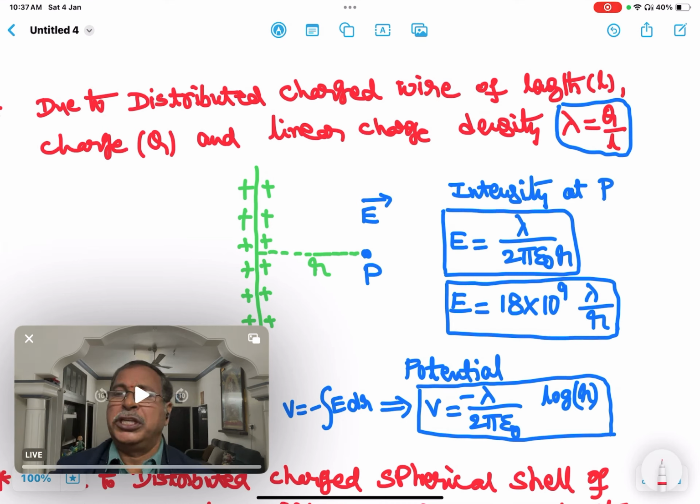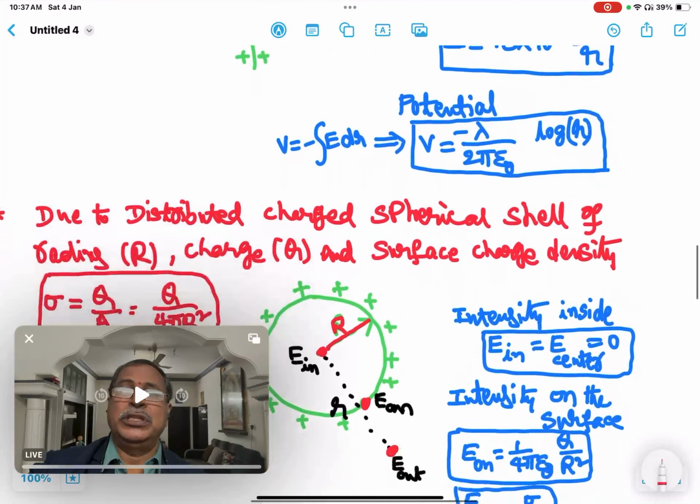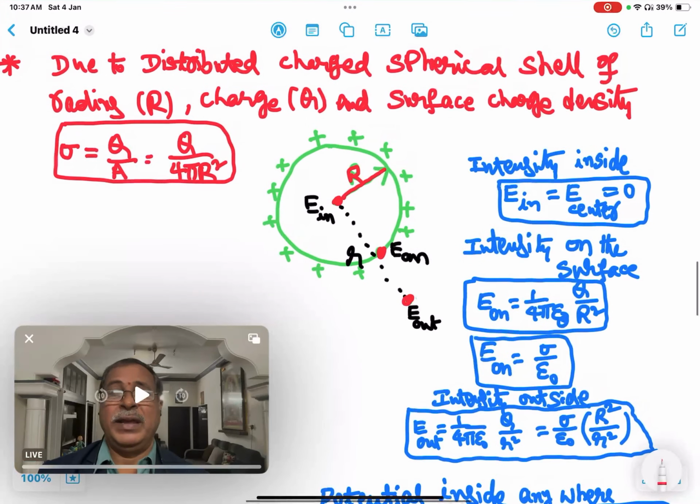Now the potential value, it is a very well known formula: minus integration of E into dr. If you integrate the intensity formula, you will get potential as minus lambda by 2 pi epsilon naught into log r, because the integration of 1 by r is log r, right? If they give a distance of 2 meters, you can substitute log 2 there. You know the log 2 value, then lambda is also given there, and 1 by 2 pi epsilon naught is 18 into 10 power 9. This is the information I'm giving. Potential and intensity due to a charged wire are finished. We are expecting that one also.